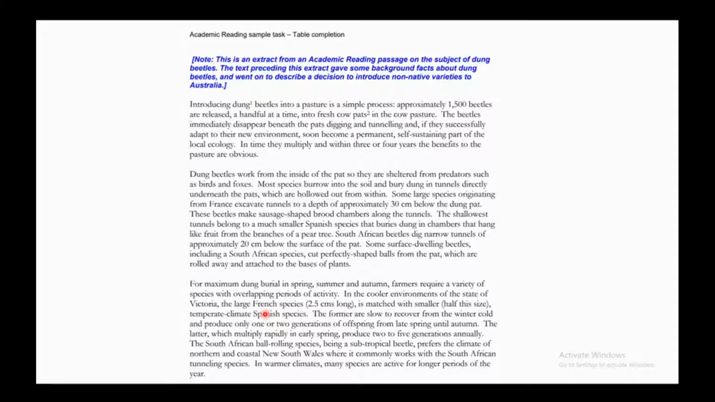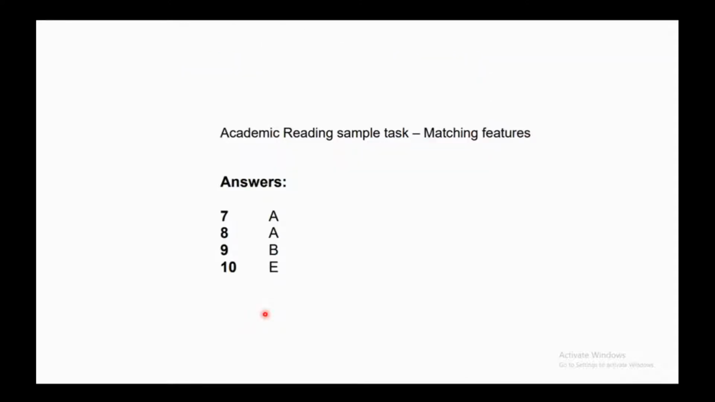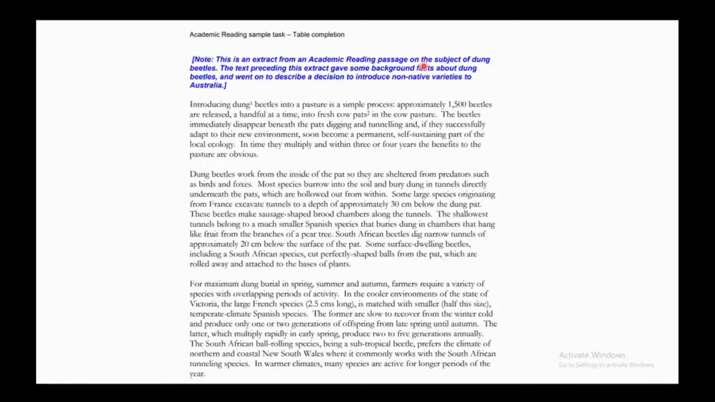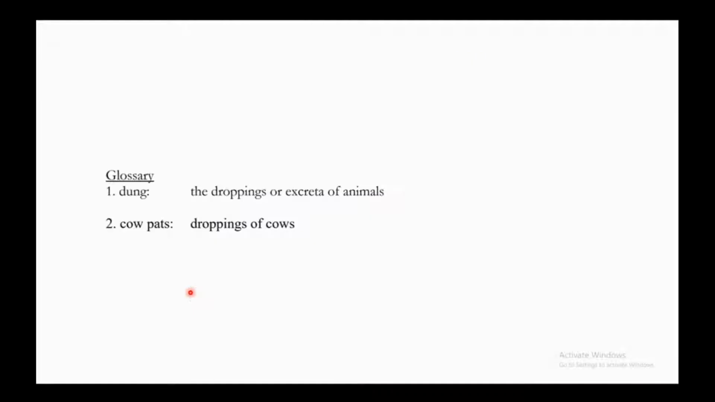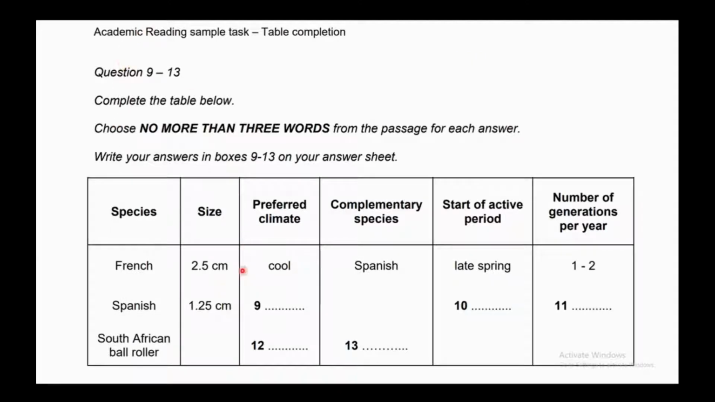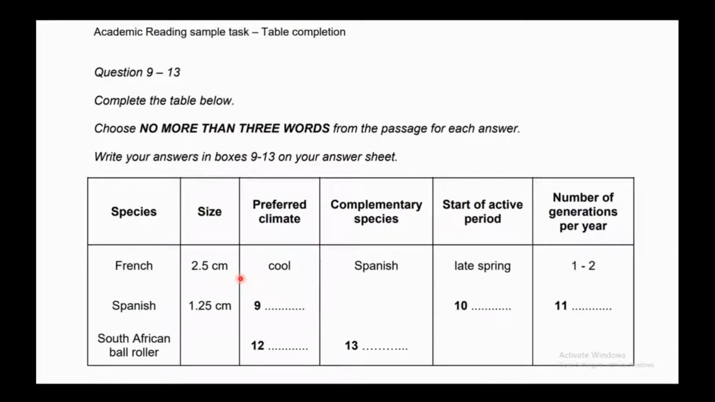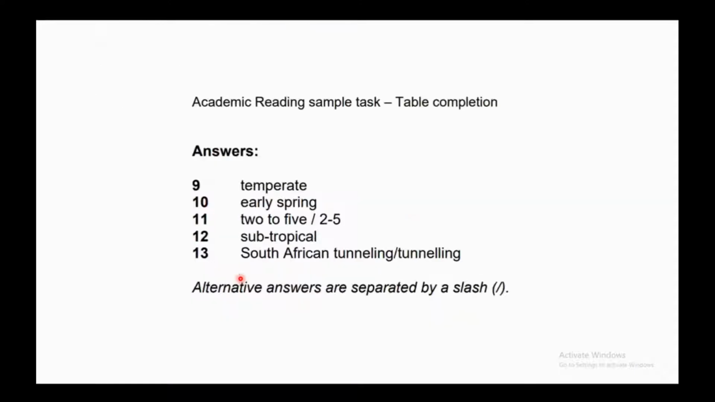Similarly, this is the second paragraph that will be given to you. This is a table completion. So these are these sort of questions. The previous one was matching features. This is how you will be given the type of question. This is for matching features, and this one is table completion. So first you read the paragraph again, then you read these things, then you read the questions, and then you can go back to the paragraph, then go back to the questions and answer them, and once you're done you can check the answers.